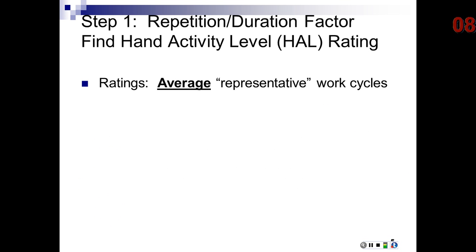The first step is to identify the repetition/duration factor. And so really you're looking to find the activity level of the hands, to find an HAL, a HAL rating. Ratings meaning that you, the observer, will be evaluating this. The rating should be based on an average representative work cycle. It's not the fastest, not the slowest, but it's a typical. How do they typically work?